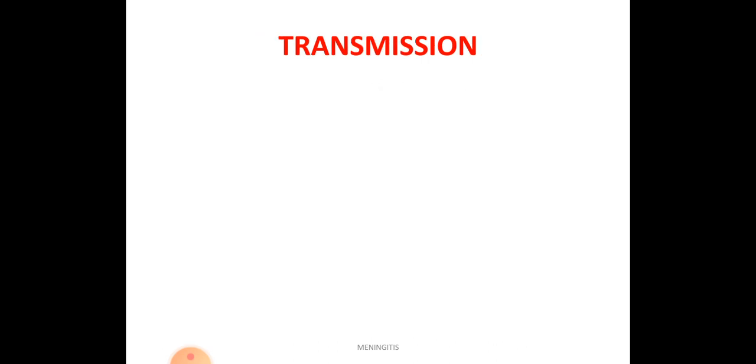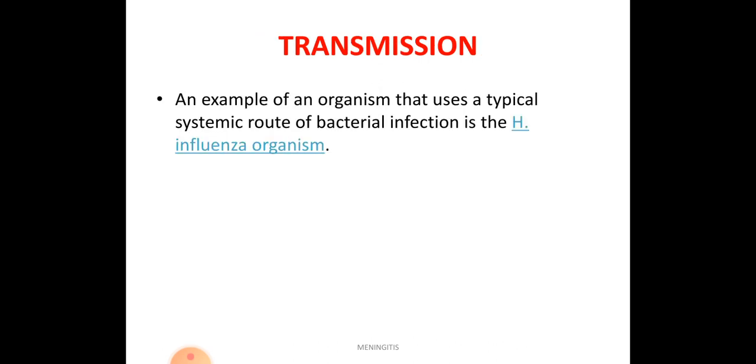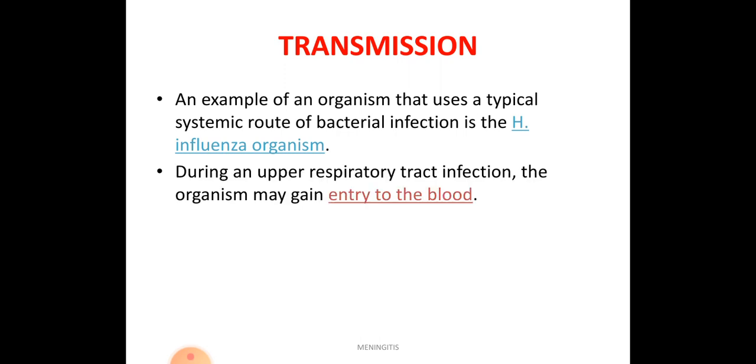Now, transmission. How is this transmission occurring? It is a simple typical systemic route of bacterial infection. Clear? Generally it is by the H. influenza microorganism. First of all, there will be an upper respiratory tract infection, and from this upper respiratory tract, the bacteria will enter into the blood.